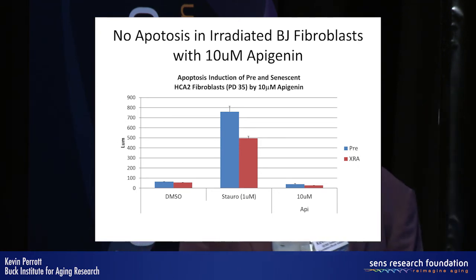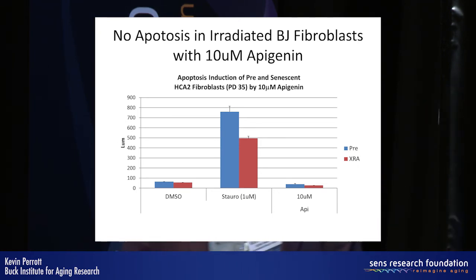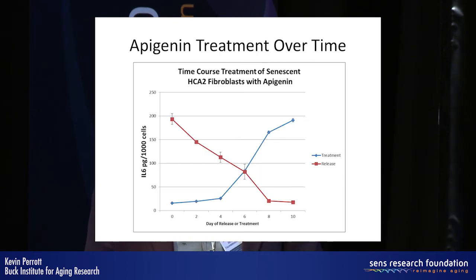Staurosporine is a positive control, and you can see that Apigenin at 10 micromolar did not induce either non-senescent or senescent cells to undergo apoptosis, although it has been reported to do so in cancer treatments.